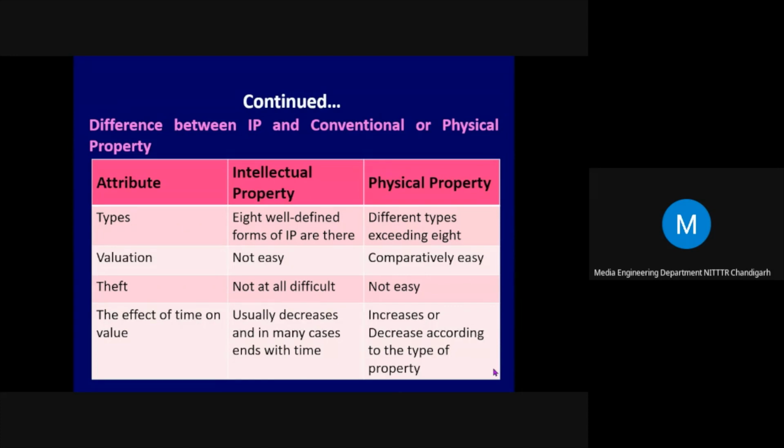For example, if I see how many things are there in this room, there is glass, plastic, aluminium, maybe silicon, gold, silver. As many elements as there are in the periodic table, those kinds of types are there in case of physical property. There is fabric, there is a zipper, iron. So in case of physical property, it can be different, exceeding 8. But in case of intellectual property, it is 7 plus 1, 8 well-defined forms of IP as per the Indian system, the Indian IP ecosystem.